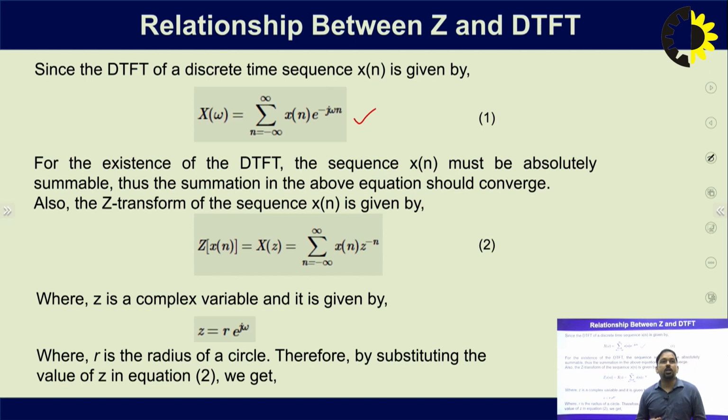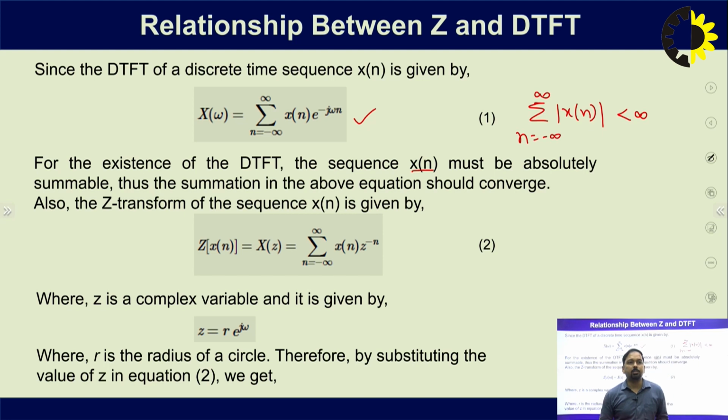For the existence of the DTFT, the sequence x[n] must first be absolutely summable. Absolutely summable means that summation n equals minus infinity to infinity of mod of x[n] must be a finite value.